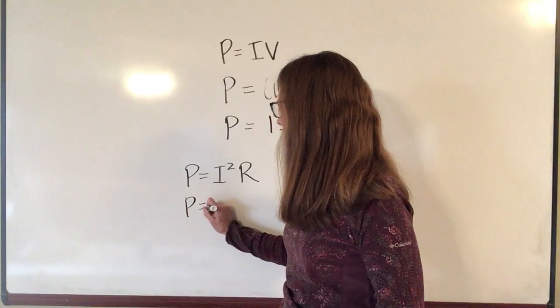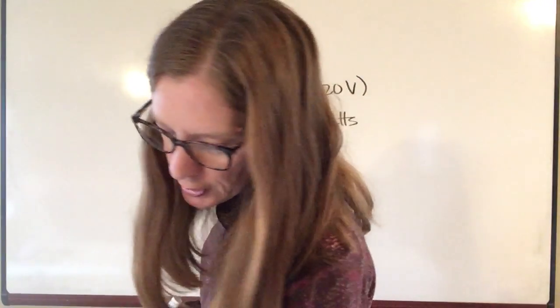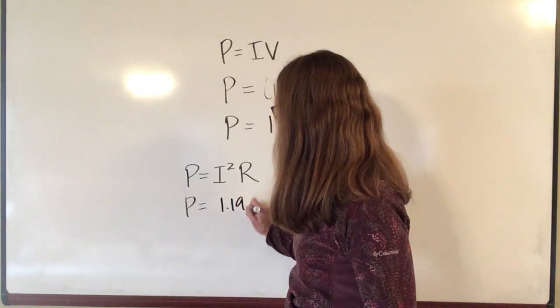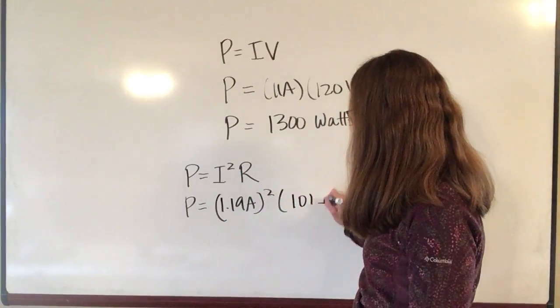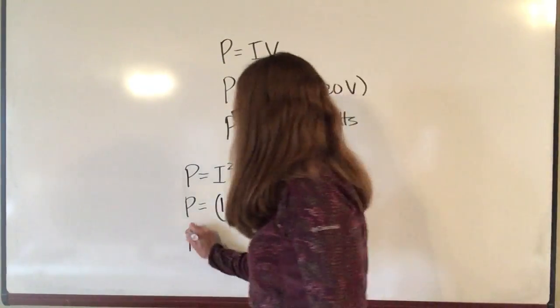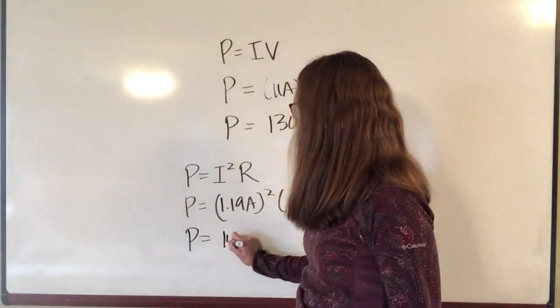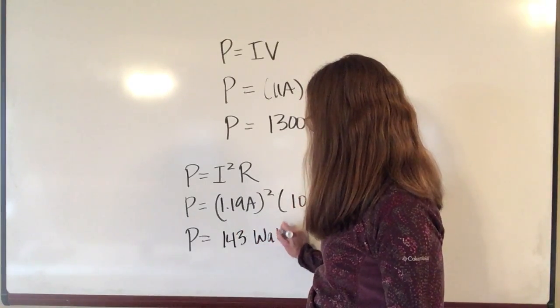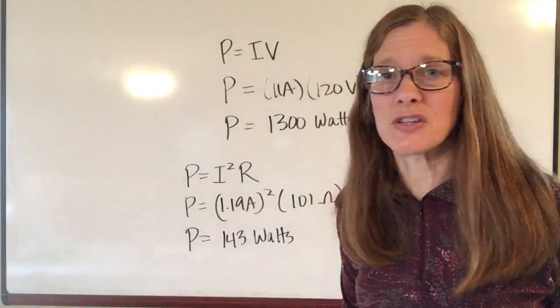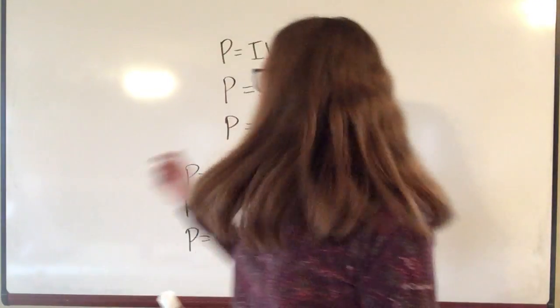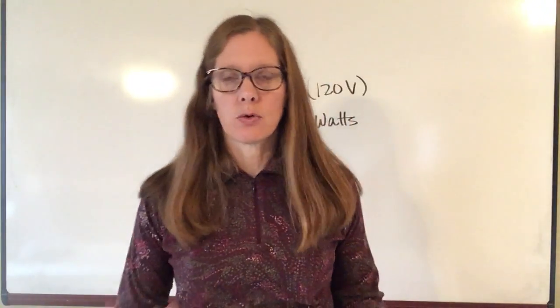Since the current is 1.19 amps, I square it and multiply it by the resistance of 101 ohms. You chug all that math out, and that gives you a final answer of 143 watts, three significant figures. Again, these problems aren't at all difficult. You're just using the two different equations for power to calculate it based on the information given in the problem.